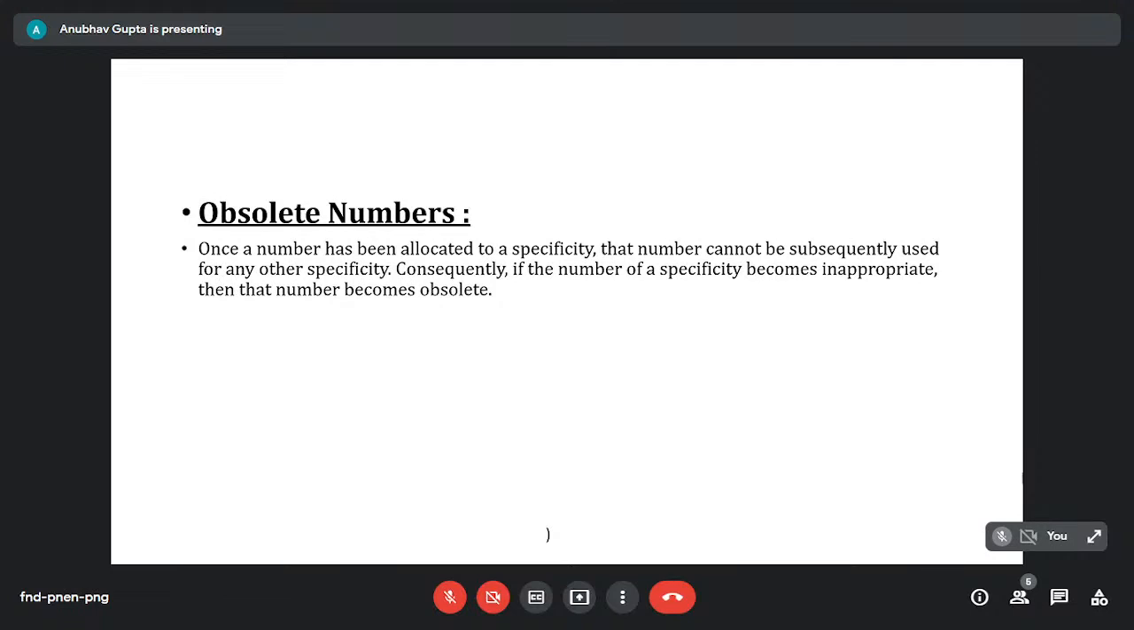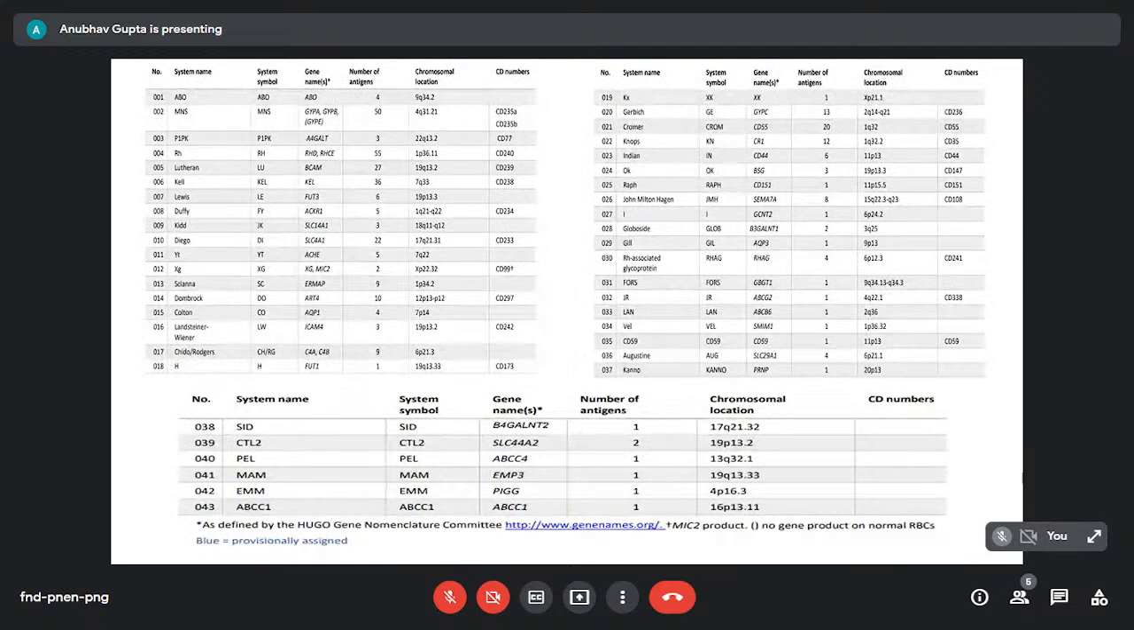So till yesterday, there were 43 blood group systems identified. The first blood group system was the ABO blood group system. The system symbol used is ABO. The gene name is ABO, which has been written in italics. The number of antigens has been identified as 4. The chromosomal location is 9q34.3. The CD number has not yet been established.